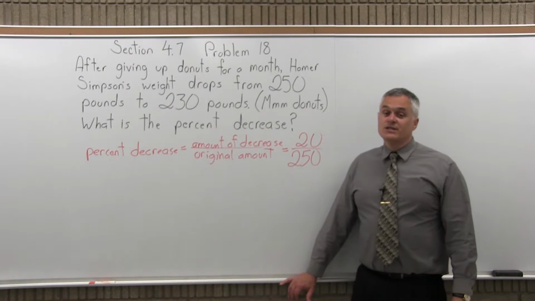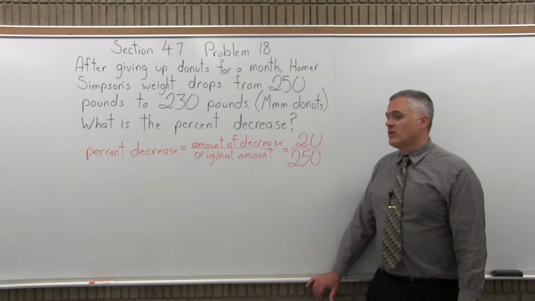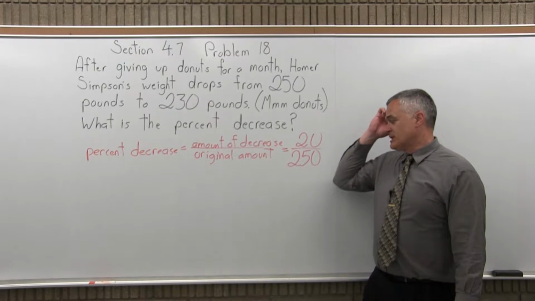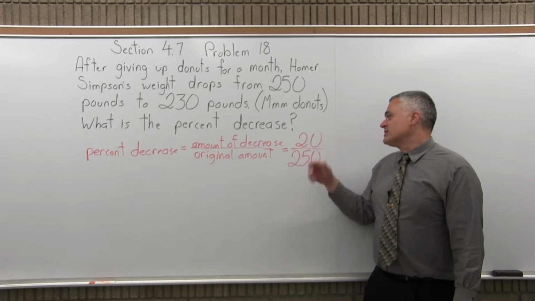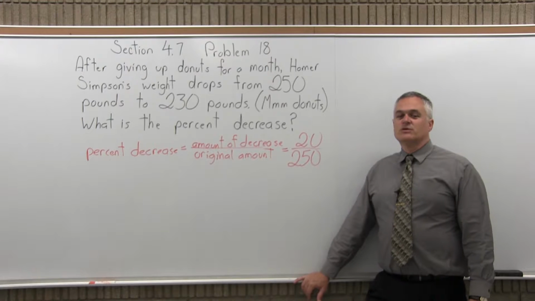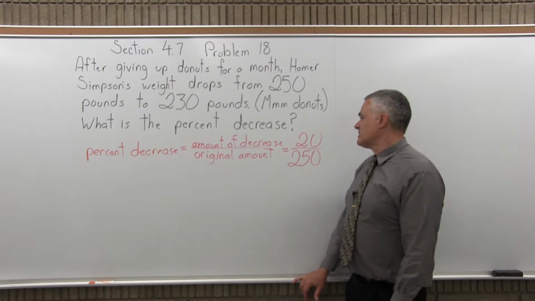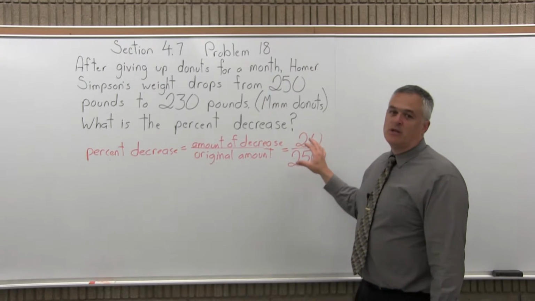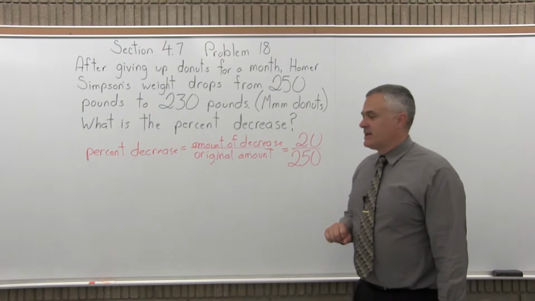So that's the answer, but it's not really in the best form. I want to write that as a percent, because it says percent decrease. So as a fraction, it is 20 over 250. That can be reduced a little bit. I can at least chop off the zeros. But I want to convert it to a decimal, then convert that decimal to a percent.